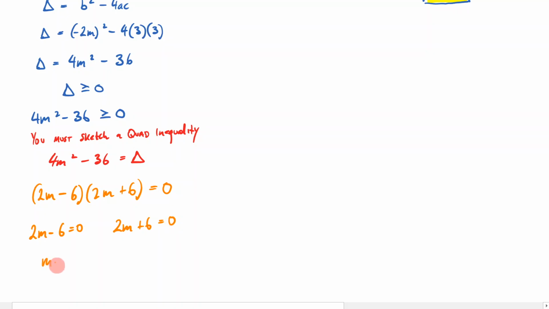That means m is going to be equal to 3 in this case, or over here is going to be equal to negative 3. So 3 or negative 3, those are your m intercepts. If we now give this thing a sketch, let's see what we're dealing with. So I'm going to draw this.